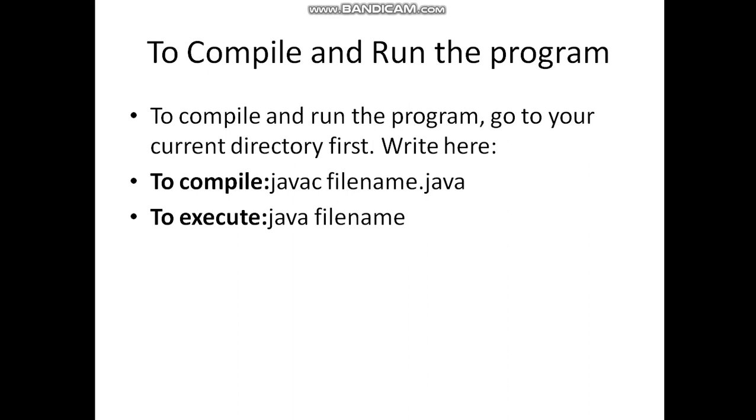Go to your current directory first, give the path of your current directory, then to compile, write javac and then your filename.java. To execute the Java program, we have to write java, then the file name. Now let us see how to write a Java program.